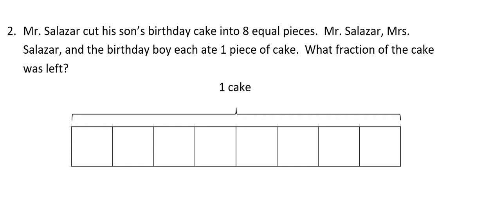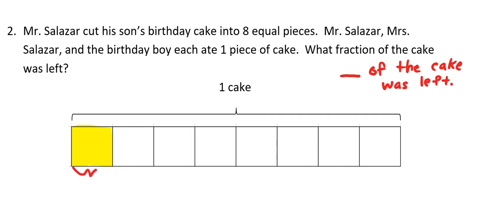I'm going to write an answer statement with a blank so I know what my goal is. The question says, what fraction of the cake was left? I'll say blank of the cake was left. Now let's shade in what we know. So Mr. Salazar ate 1 piece. So I'm going to shade in 1 piece to show that. And I'll label that to keep track of what I'm doing here.